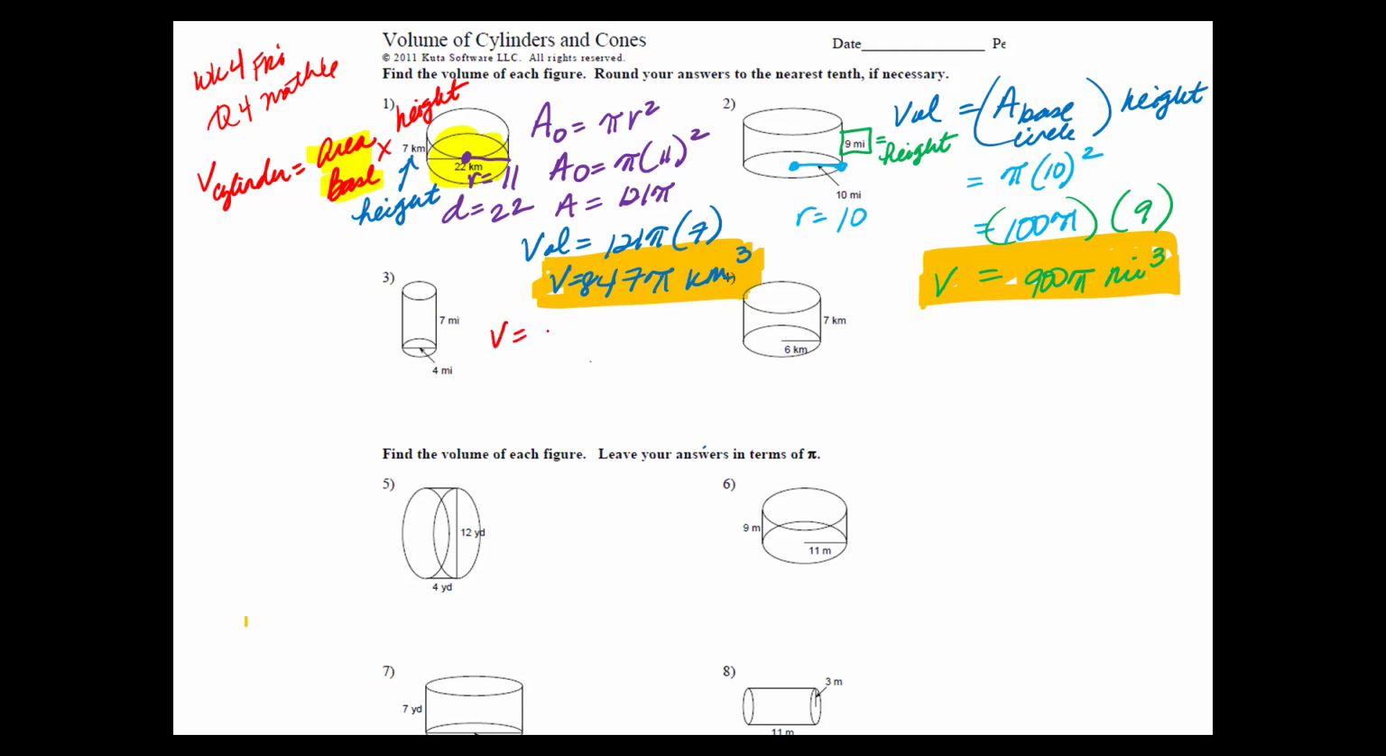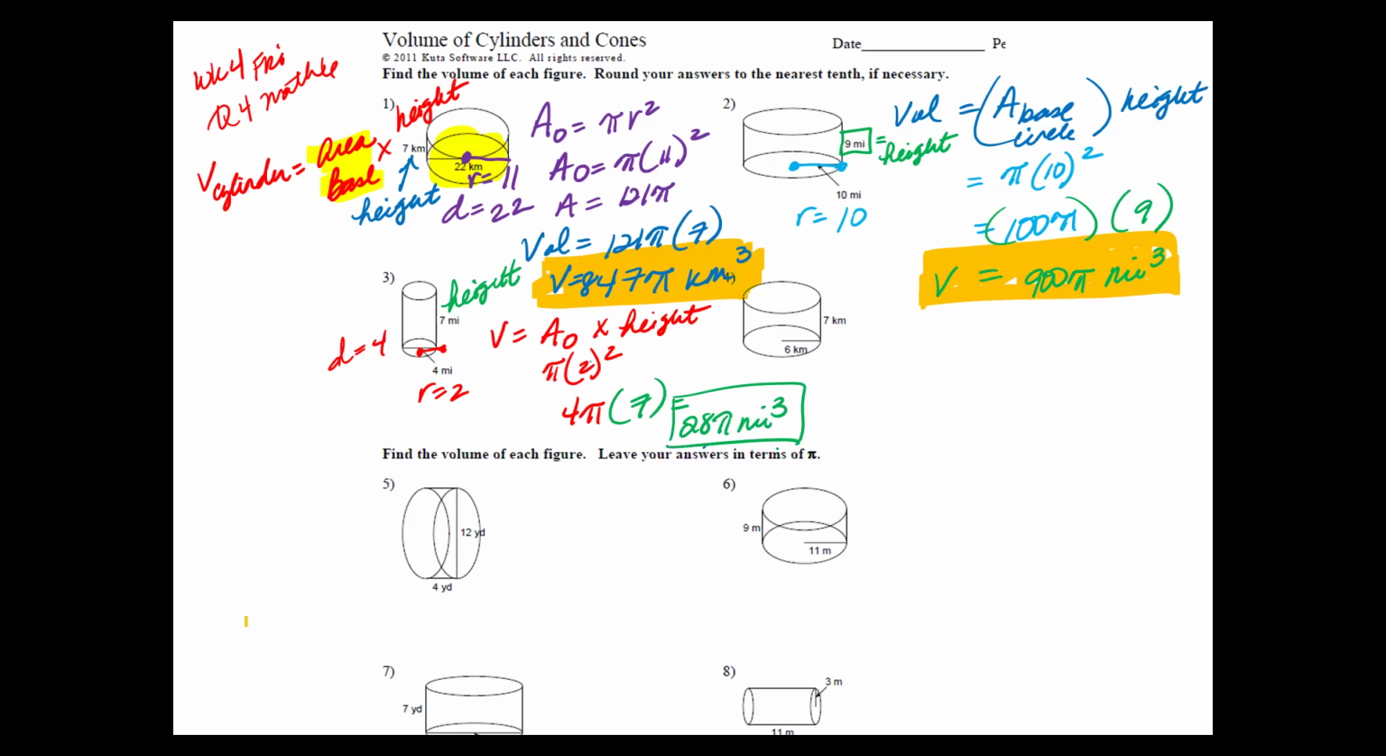Volume equals area of the base, right? Area of the circle times height, right? Well, what's your radius here? It's not what your diameter is for. Your radius is 2. Pi 2 squared is 4 pi. The height is 7, right? 4 times 7, 28 pi miles cubed. That is your answer right there.